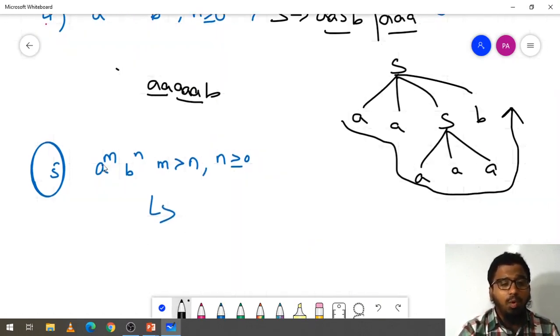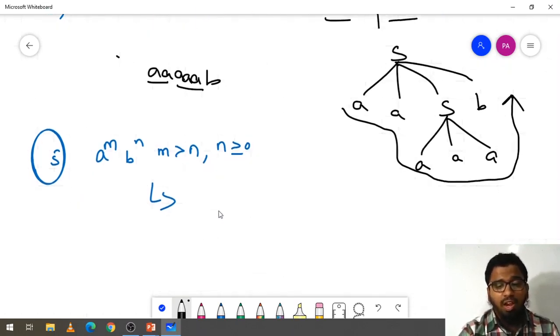What it is telling is a power m, b power n, with m greater than n and n greater than 0. That means m should be greater than n. So for that, I am taking S1. First I have taken A, S1 and B.